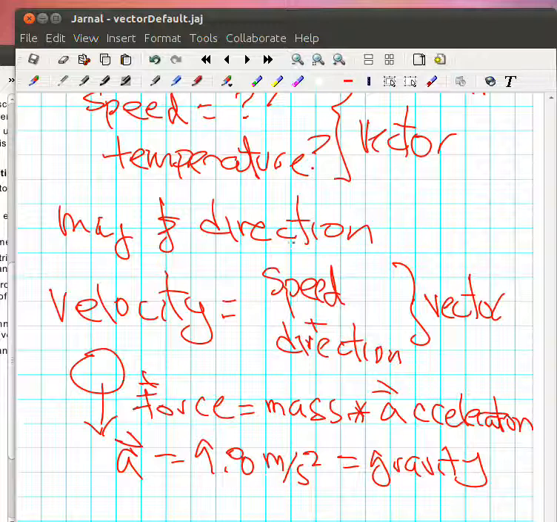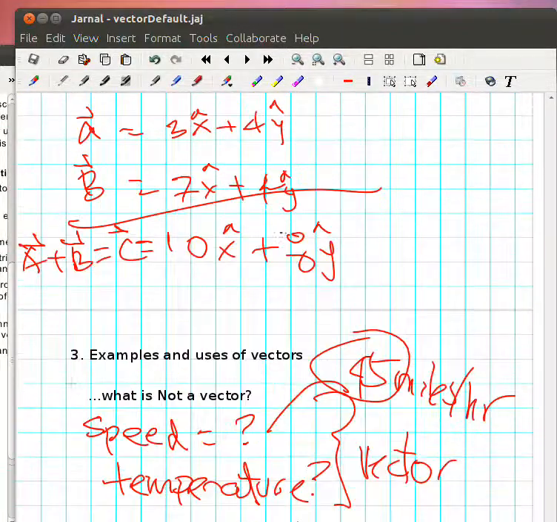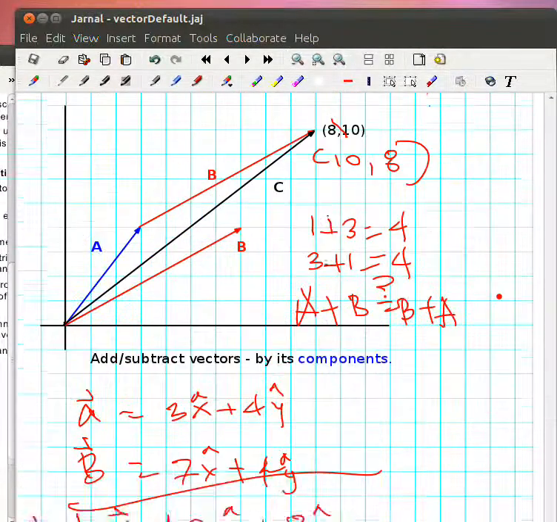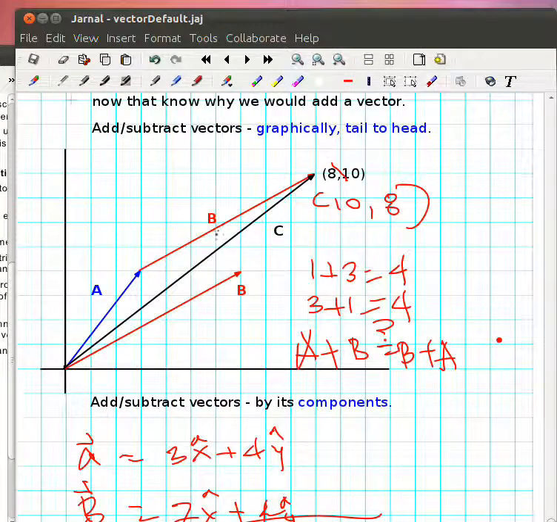And so those are some examples of vectors. In the next series we're going to expand on more of what a vector is and how it is used, for example, in matrices. Okay.